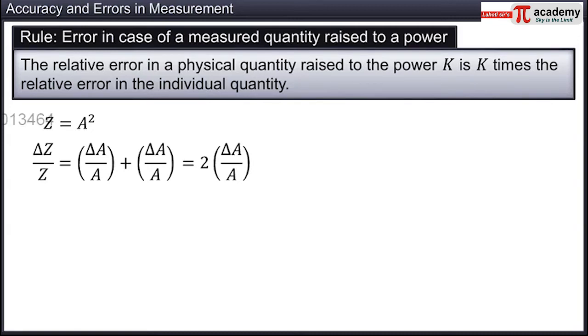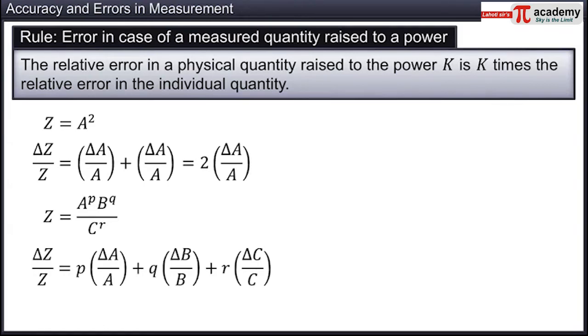In general, if Z is equal to A to the power P into B to the power Q divided by C to the power R, then delta Z by Z is equal to P into delta A by A plus Q into delta B by B plus R into delta C by C.